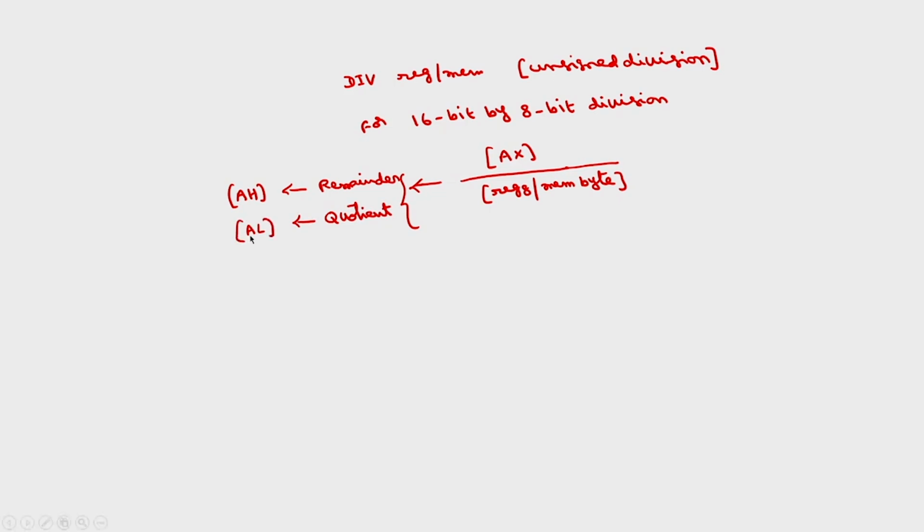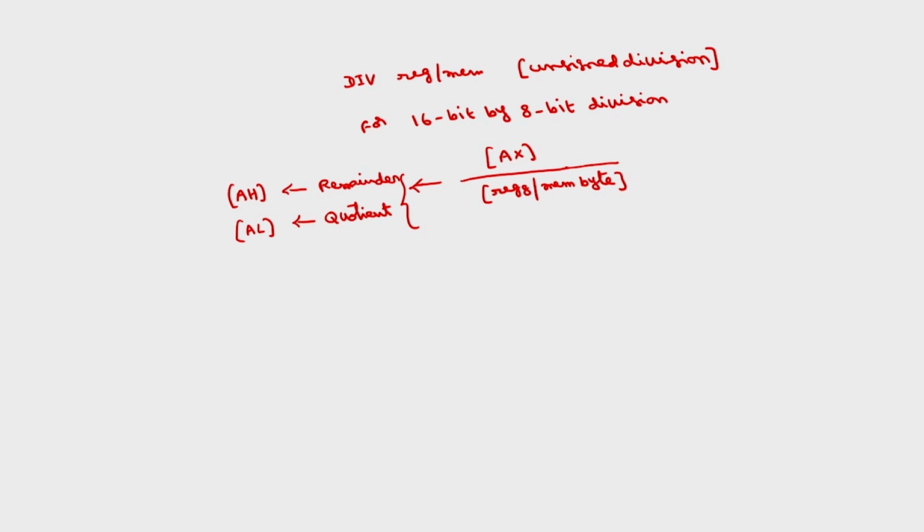This is the division operation. Division register 8/memory. This is 16 bit by 8 bit division. By default, dividend will be in AX, and divisor we have to give either 8 bit register or memory byte. So, after this division, remainder will be stored in the higher order 8 bit register of AX, which is AH, and lower order 8 bits quotient will be stored in AL.